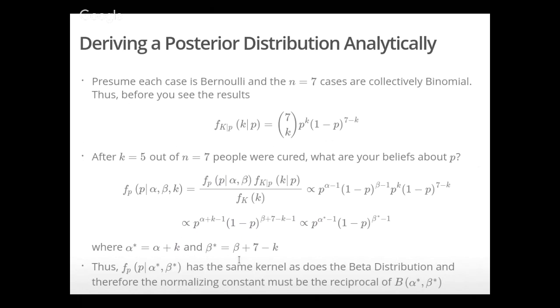That's called conjugacy. And this is the case that Thomas Bayes, not with Ebola, but with the beta distribution, figured out in like 1760 something. So it started with this.